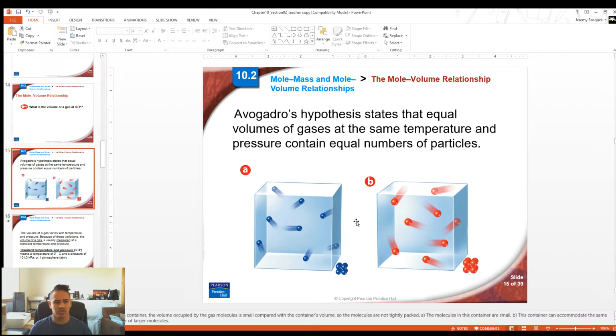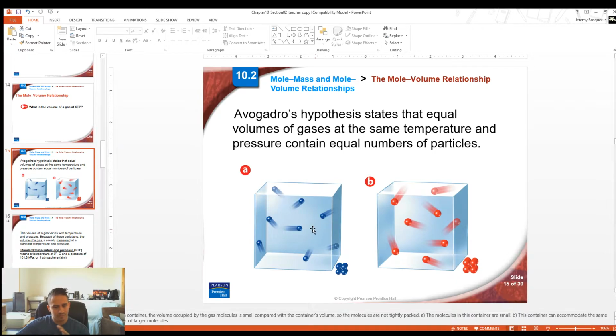So there is a way, of course, to relate volume in moles. So Avogadro, the scientist who developed the idea of the mole, also had a hypothesis that stated that equal volumes of gases at the same temperature and pressure will contain the same number of particles.